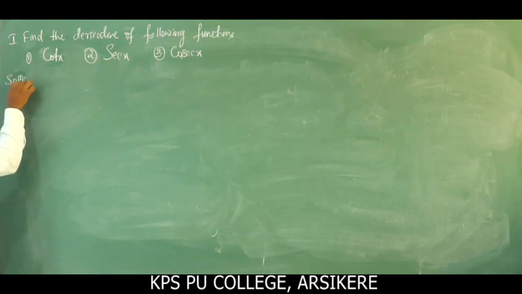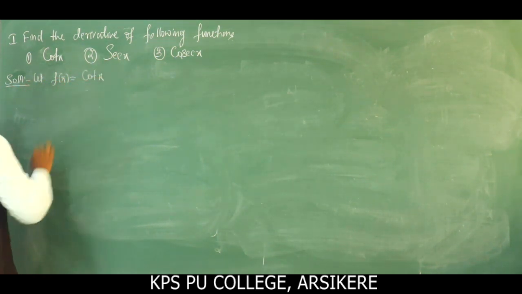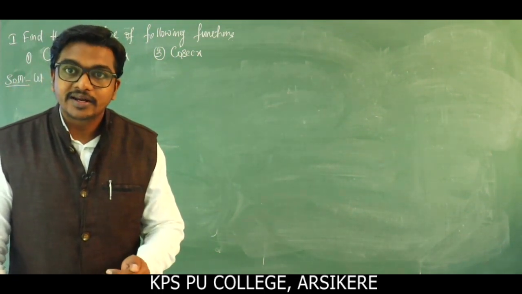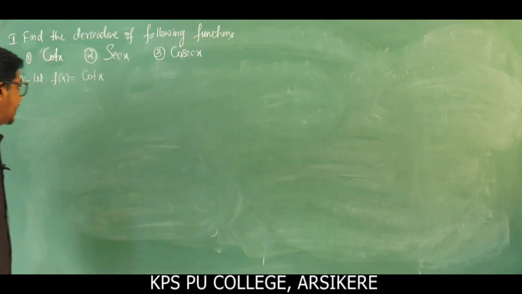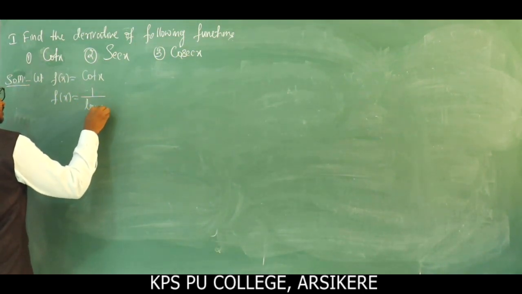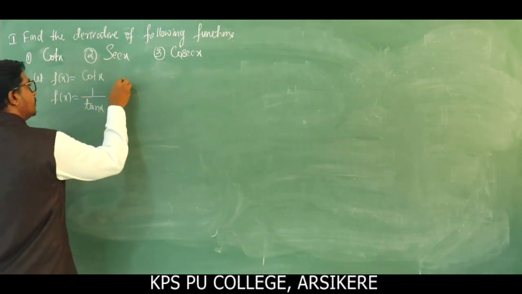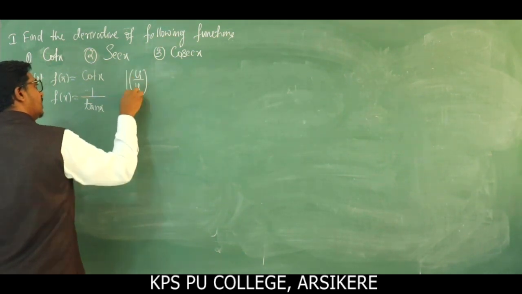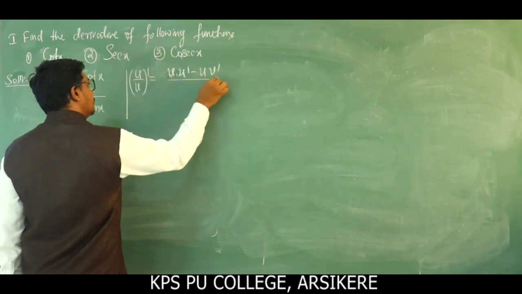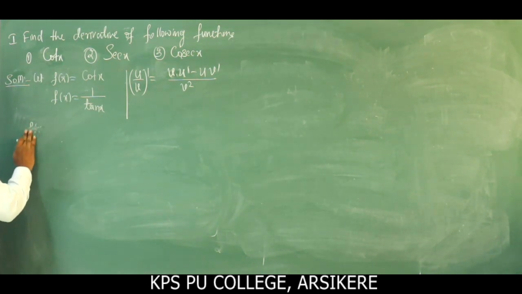Solution for the first one. Let the given function be f of x is equal to cot x. Remember, cot x can be written as 1 over tan x. Therefore, f of x is equal to 1 divided by tan x. So apply the formula for the u by v rule. Remember, u divided by v whole dash is equal to v into u dash minus u into v dash, divided by v square. Same thing. Differentiate with respect to x.